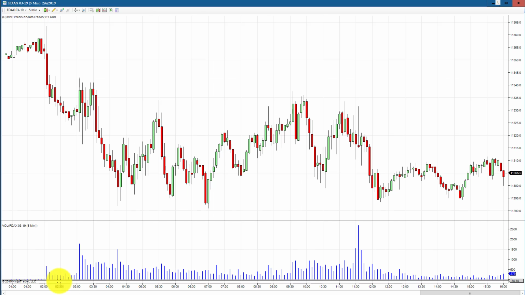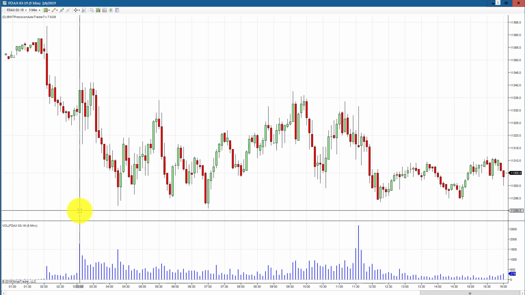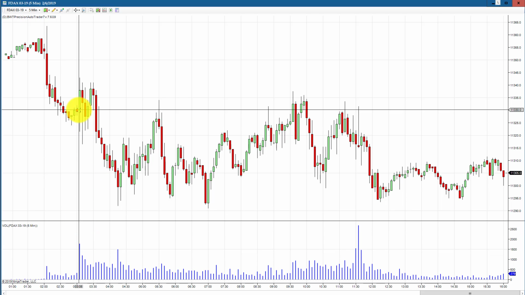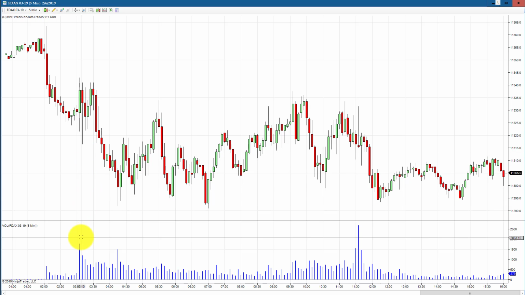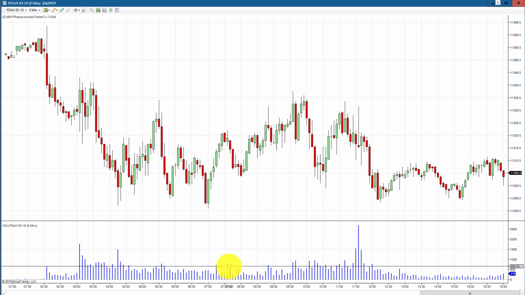In the first hour of trading, the volume's pretty light, and then at the London Open, which is right here, the volume comes in, and then it steadily declines until the open of the U.S. session, and then we see another surge of volume. But even so, it's not heavy volume here. I mean, here we're showing an average of 600 or 700 contracts every 5 minutes.